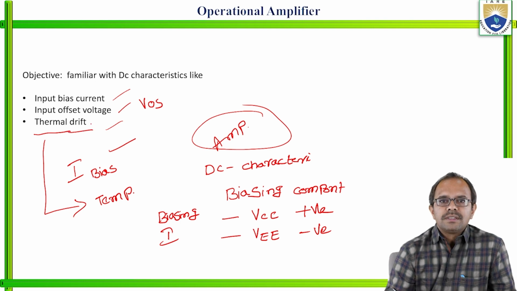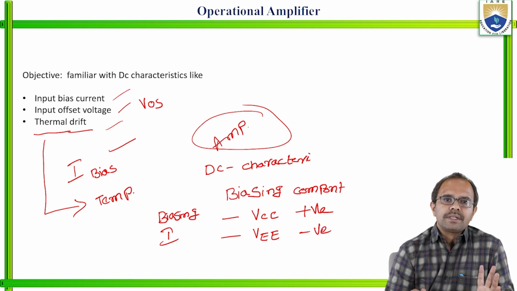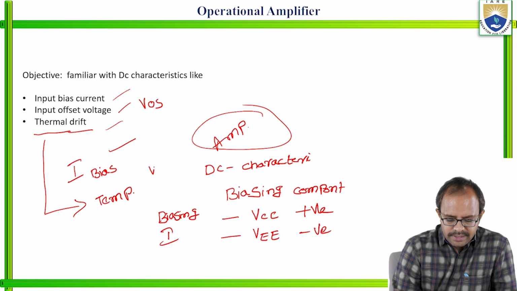Thermal drift. Drift means change. What is going to change in the operational amplifier? See, if you consider any device, there are only two parameters. One is voltage, and another one is nothing but the current.